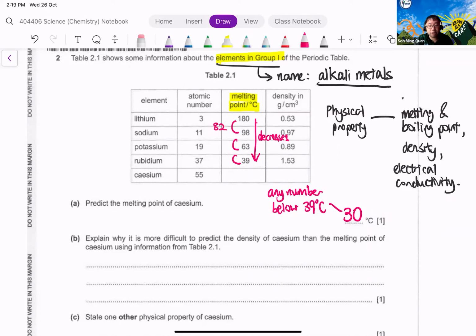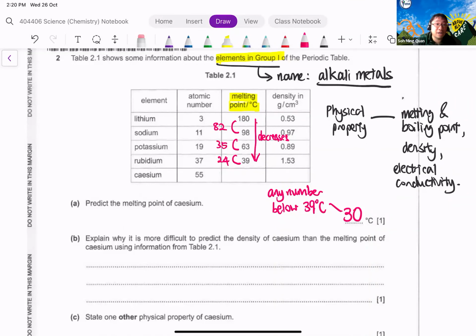From 98 to 63, you're going down by 35 degrees. From 63 to 39, you're going down by 24 degrees. So obviously, the difference between rubidium and cesium shouldn't be such a big difference, right? Cesium shouldn't be like minus 10 degrees. It shouldn't be minus 100 degrees. Because the difference between every single element's melting point is getting smaller and smaller.